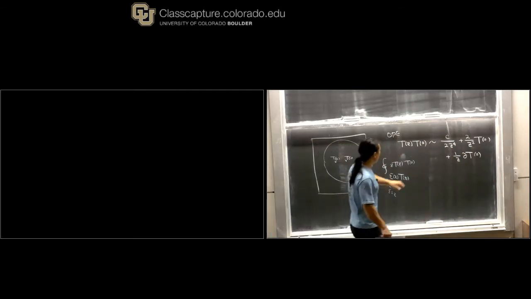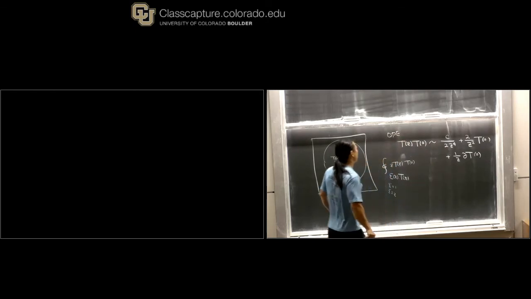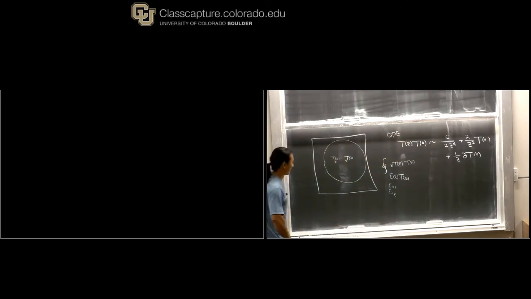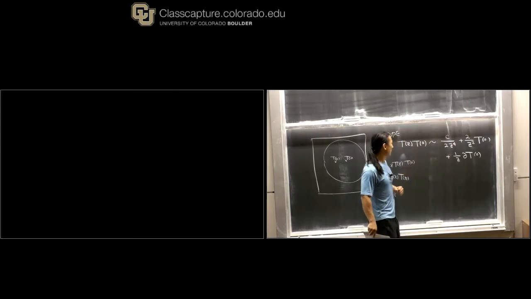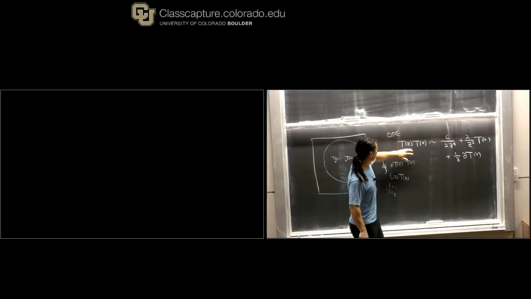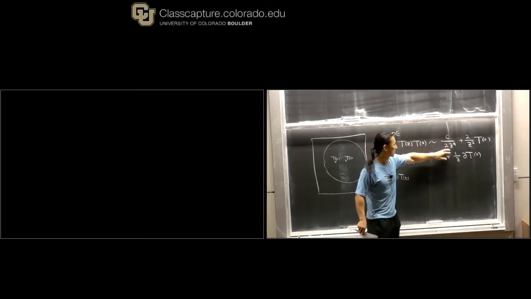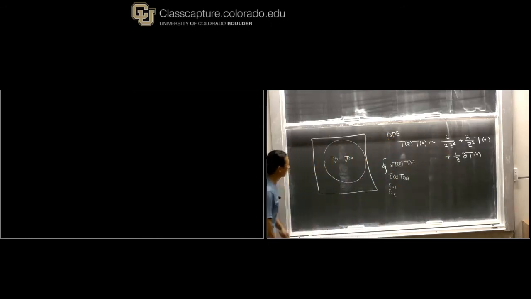And this term is there because you can write it down. You can have some constant times the identity operator just by matching the dimension. This has dimension 2, this has dimension 2. So this should have mass dimension 4, goes like 1 over z to the fourth.